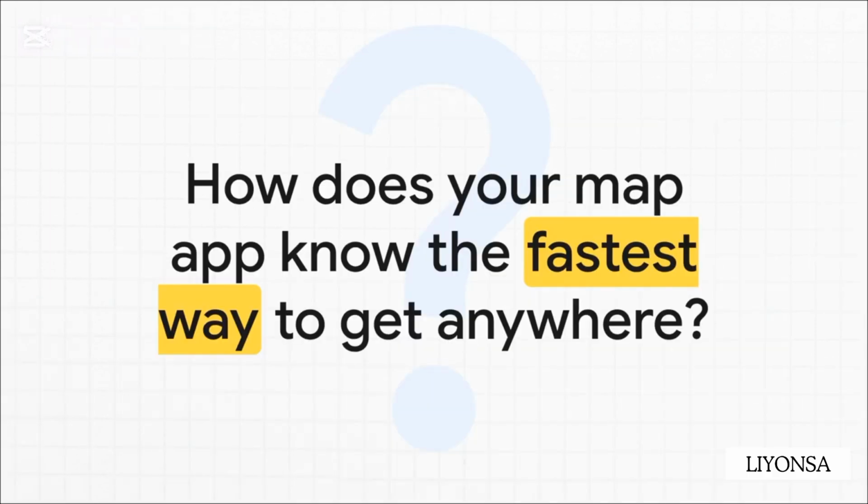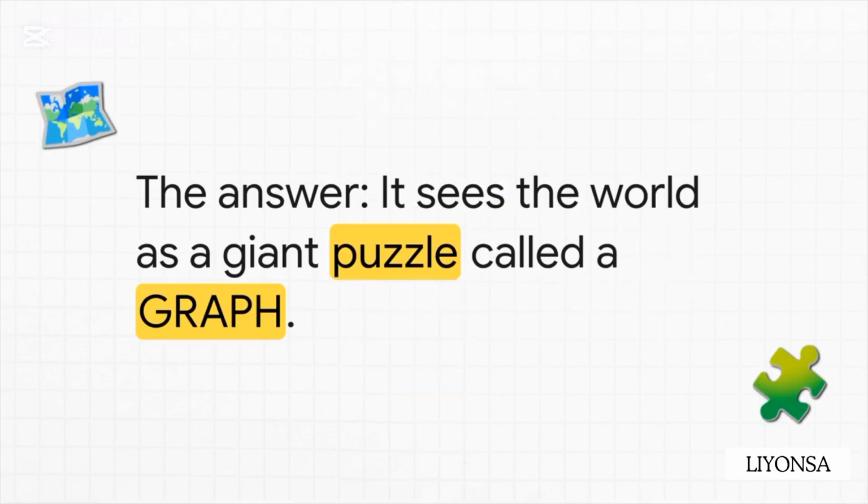I mean, really think about it for a second. You punch in a destination, and instantly your phone figures out the absolute best route, even dodging traffic you had no idea was there. It feels like pure magic, right? Well, it's not. It's just a really, really clever way of looking at the world. And there it is. That's the secret.